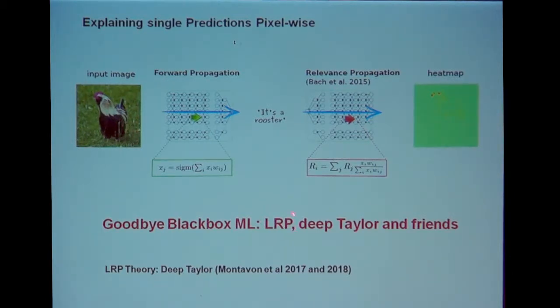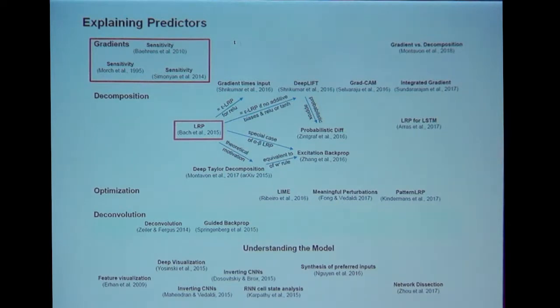And we are advocating layer-wise relevance propagation, where we decompose this decision and go backwards through the model, conserving the relevances as we go through. And we have a theory which is called deep Taylor. That's probably the only theory that is available on that part. So it's not only an algorithm. But let's be a bit more general, because a lot of things have happened.